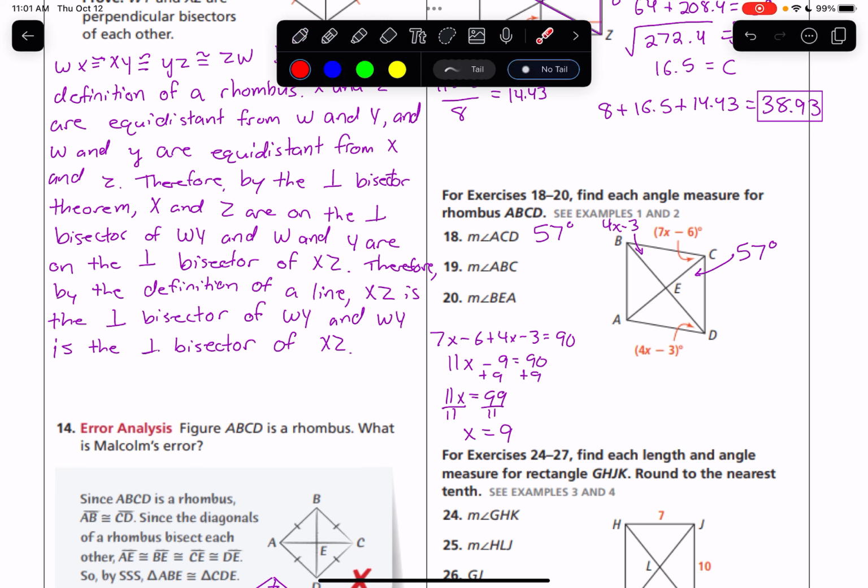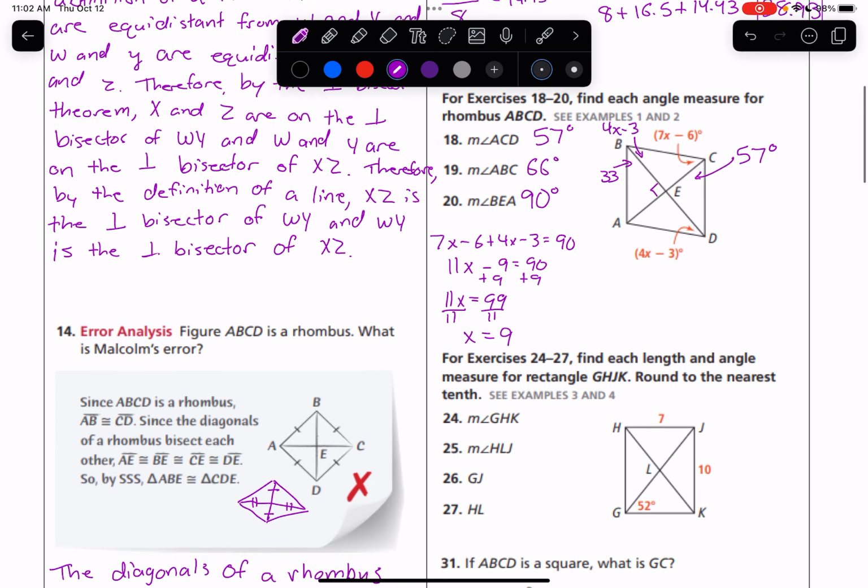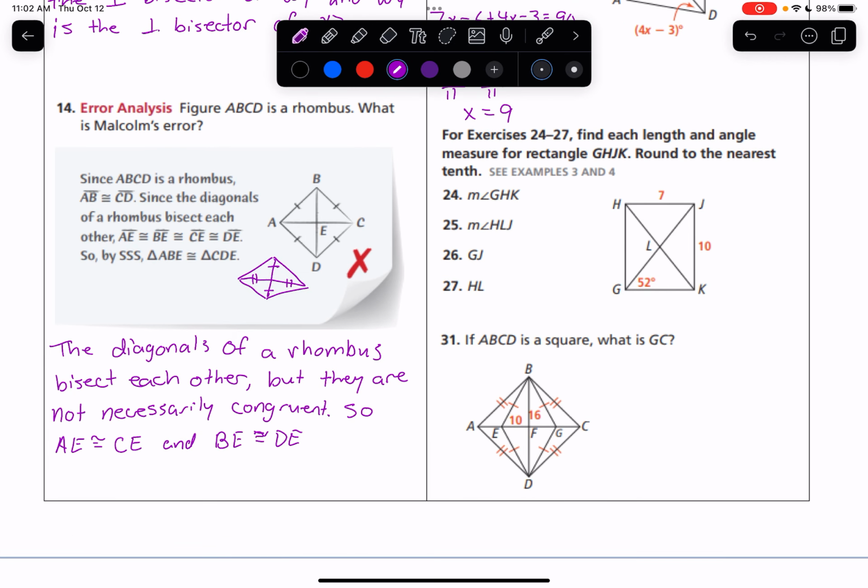The measure of angle ABC. So ABC is a double angle here. It's 2 of these 4x minus 3s. So 4 times 9 is 36. 36 minus 3 is 33. So this angle here, ABE, is 33, which means the measure of angle ABC is 66 degrees. And then the measure of angle BEA, that's one of our central angles here, so that's 90 degrees in a rhombus.